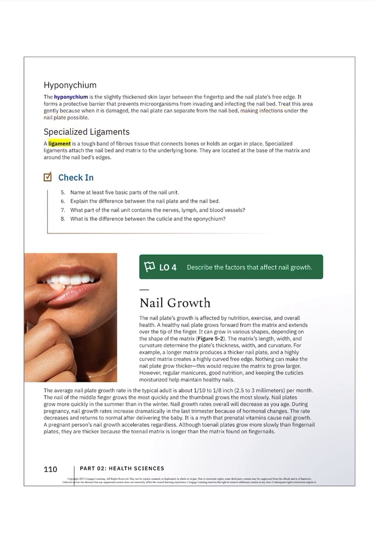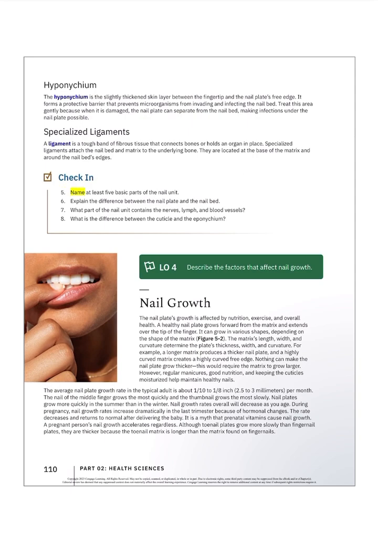Specialized ligaments. A ligament is a tough band of fibrous tissue that connects bones or holds an organ in place. Specialized ligaments attach the nail bed and matrix to the underlying bone. They are located at the base of the matrix and around the nail bed's edges.